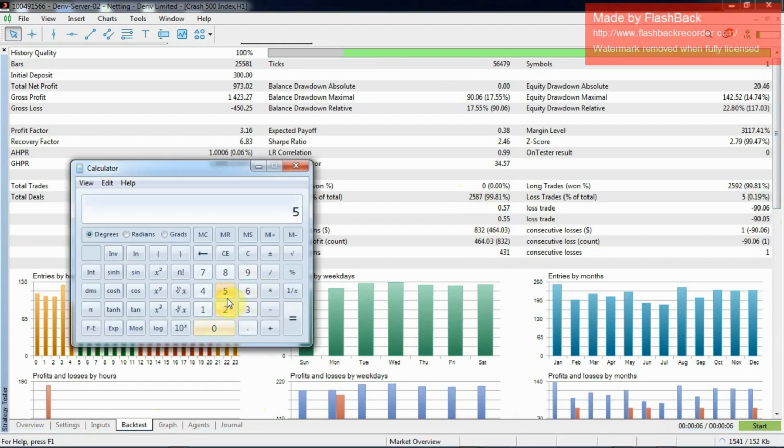So let's see, in 30 days, this robot gives on average 50 to 60 trades in a month. So we multiply 50 by that, and we're having 27.5.